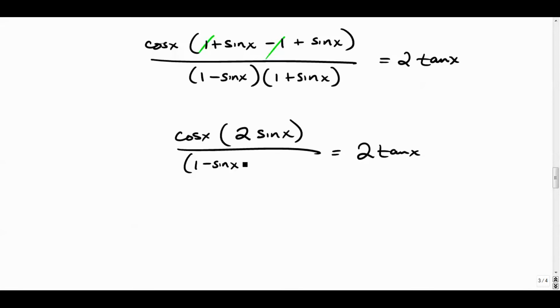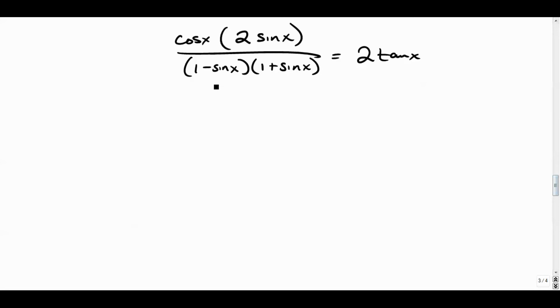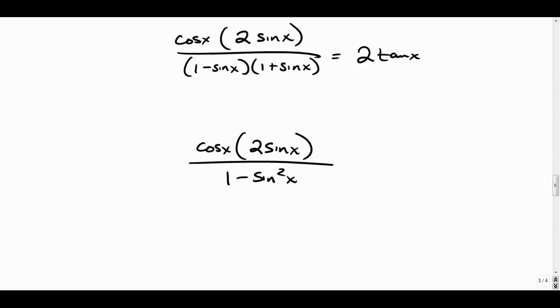I'm just going to rewrite my denominator. I think at this point it might be a good idea to FOIL the denominator. You can see that if you FOIL these, first times first, outside is sine x, inside is negative sine x, the last is negative sine squared x. So the outside and the inside cancel out. So I'll just write it as 1 minus sine squared x. 1 minus sine squared x is my denominator. My numerator is cosine x times 2 sine x. I don't really need to keep writing those parentheses anymore.